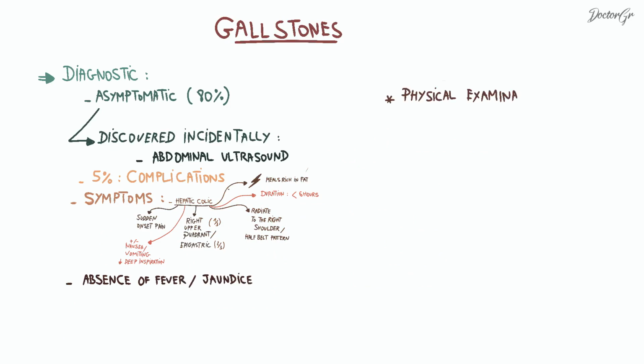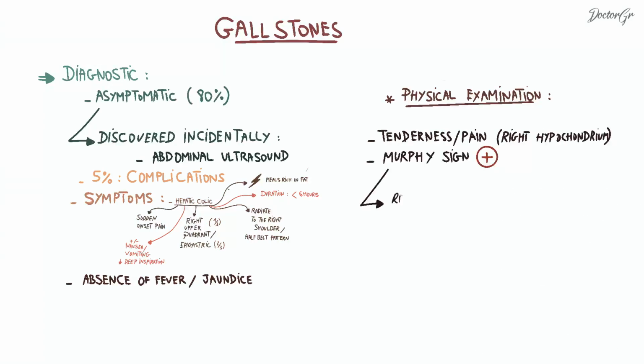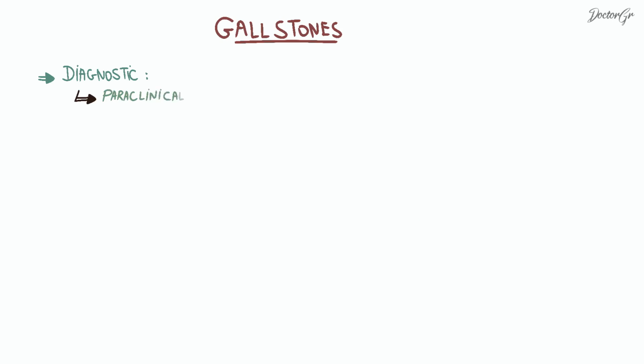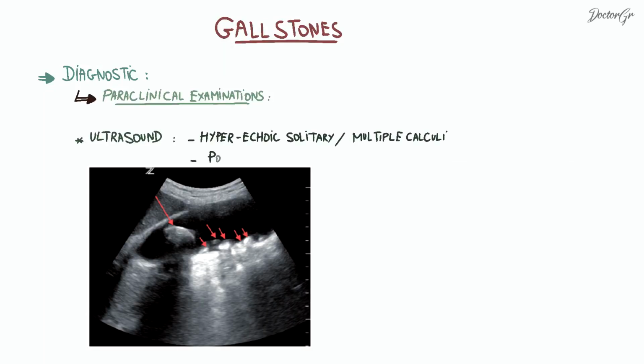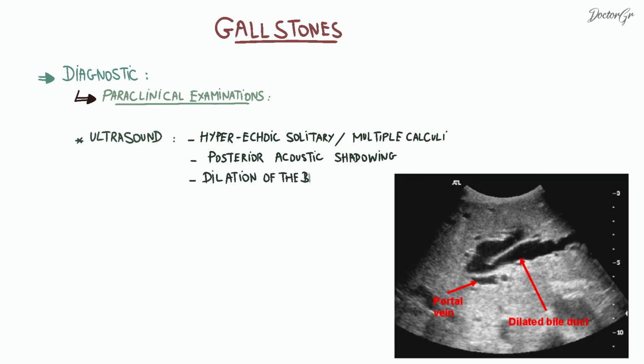On physical examination, you will find tenderness or pain in the right hypochondrium, and the Murphy sign may be positive. The Murphy sign refers to the production of pain upon deep inspiration during palpation of the gallbladder area. Paraclinical examinations, although they are sometimes not necessary, such as abdominal ultrasound, play a crucial role in diagnosing gallstones. Ultrasound imaging can reveal the presence of a hyperechoic solitary or multiple calculi with posterior acoustic shadowing. It can also identify dilation of the bile ducts.